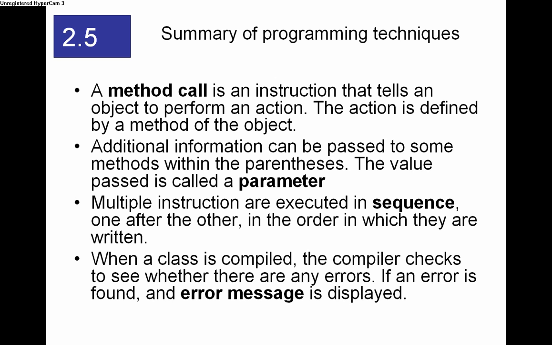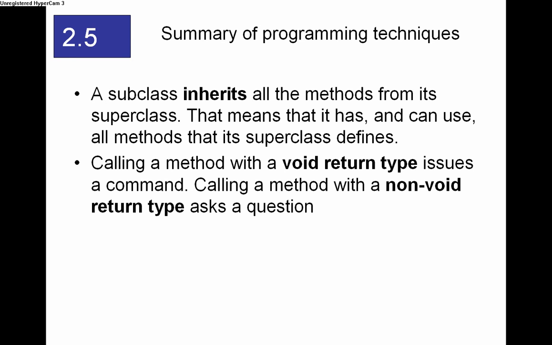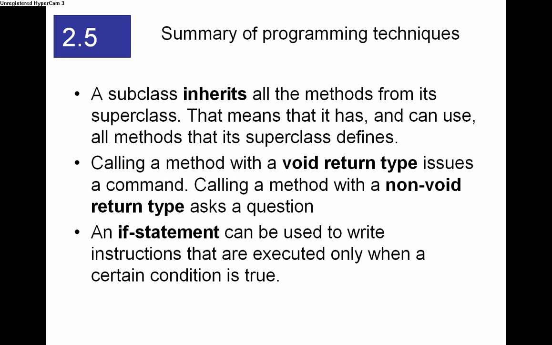When a class is compiled, the compiler checks to see whether there are any errors. If an error is found, an error message is displayed. A subclass inherits all the methods from its superclass. That means it has and can use all the methods that its superclass defines. Calling a method with a void return type issues a command. Calling a method with a non-void return type asks a question. An if statement can be used to write instructions that are executed only when a certain condition is true.